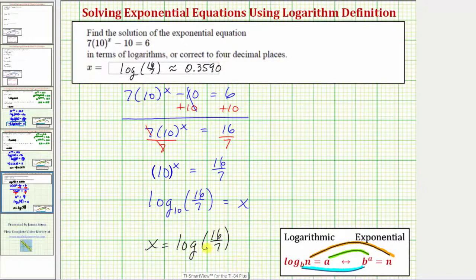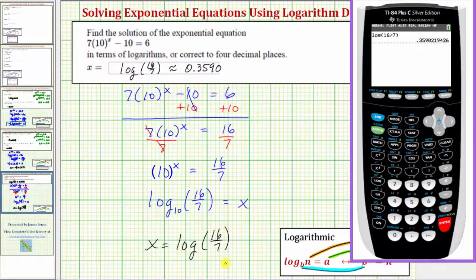Before we go, let's verify that our solution is correct by making the substitution for x in the equation. So on the left side of the equation, we would have 7, and then times 10 raised to the power of common log 16/7, right arrow, then we have minus 10, and this should equal positive 6. And notice how it does, verifying our solution is correct.